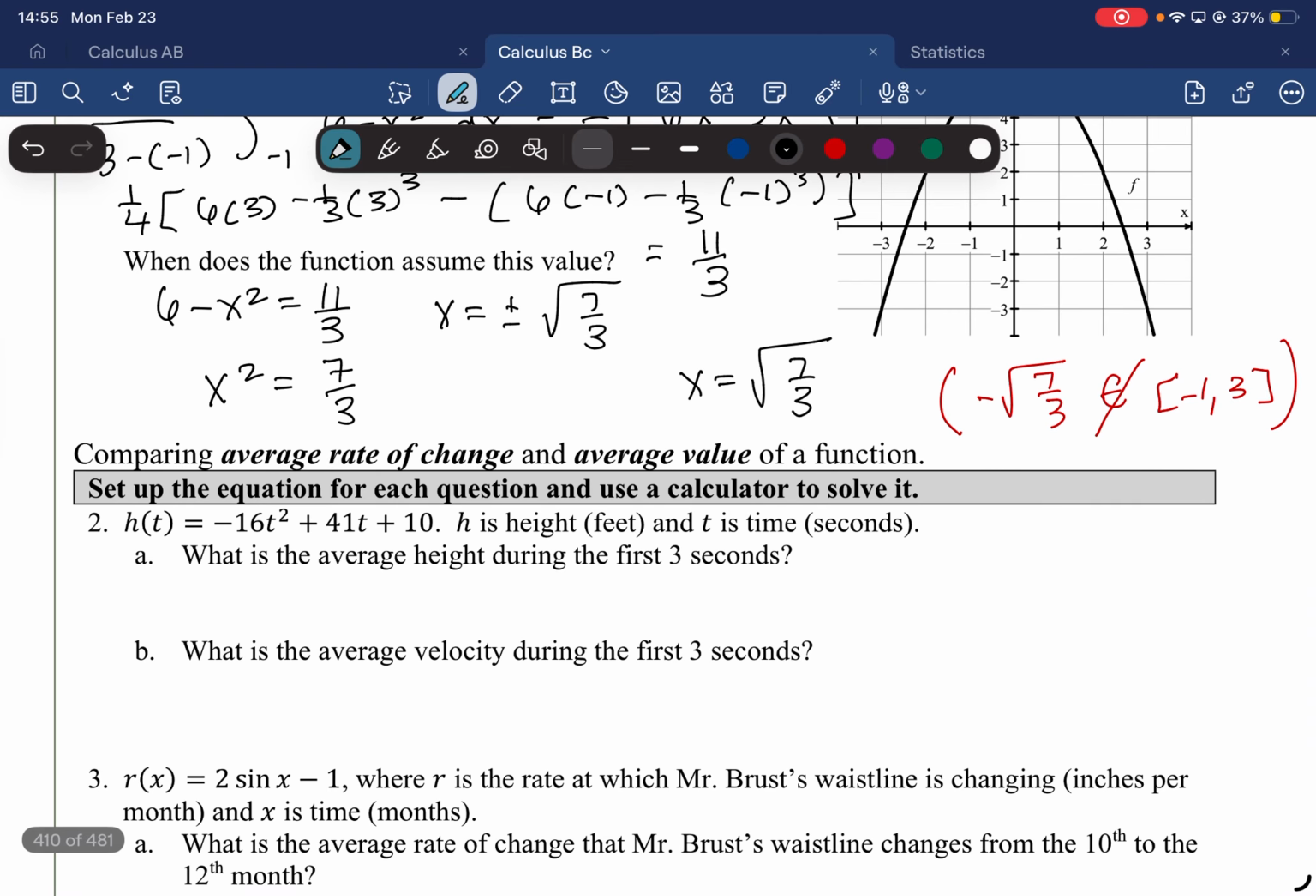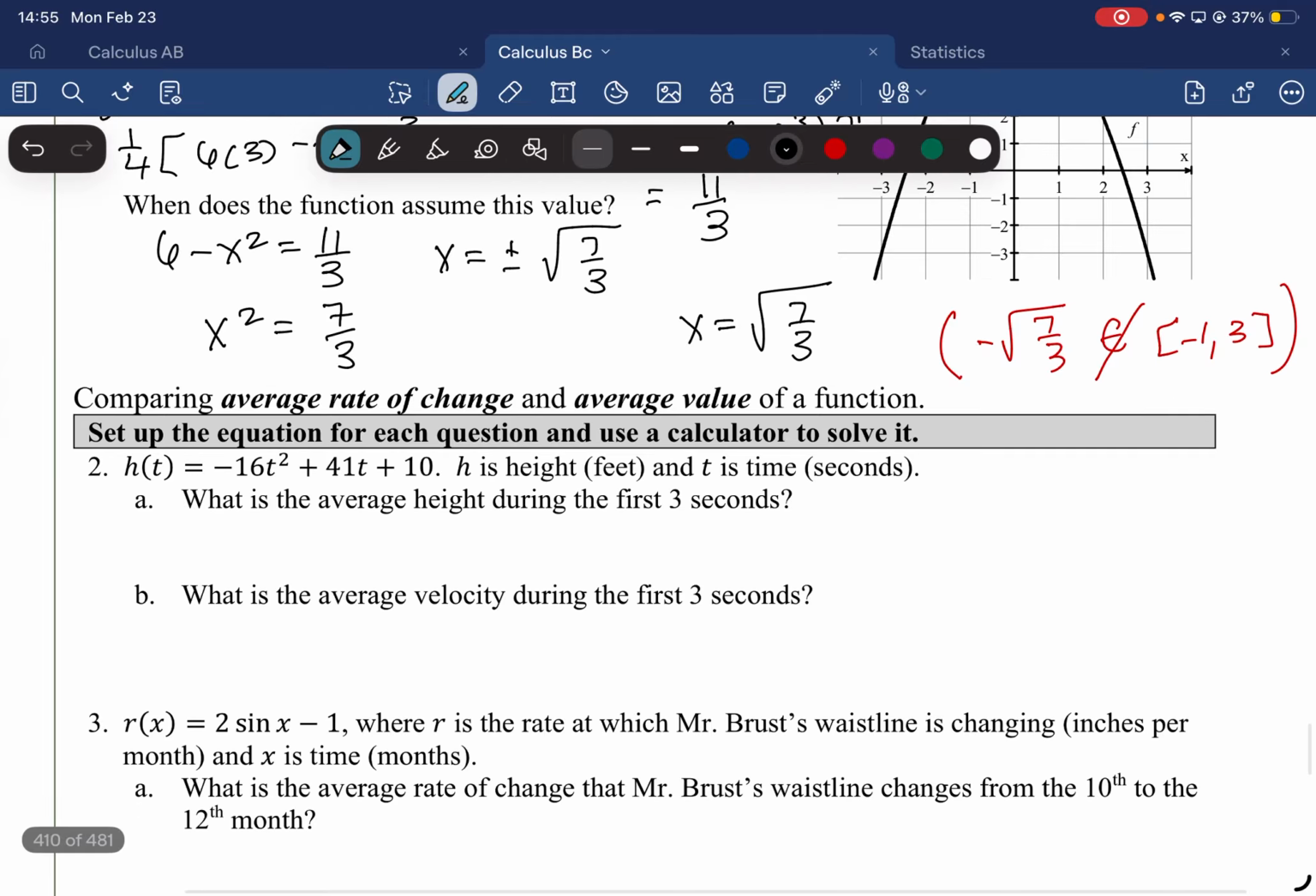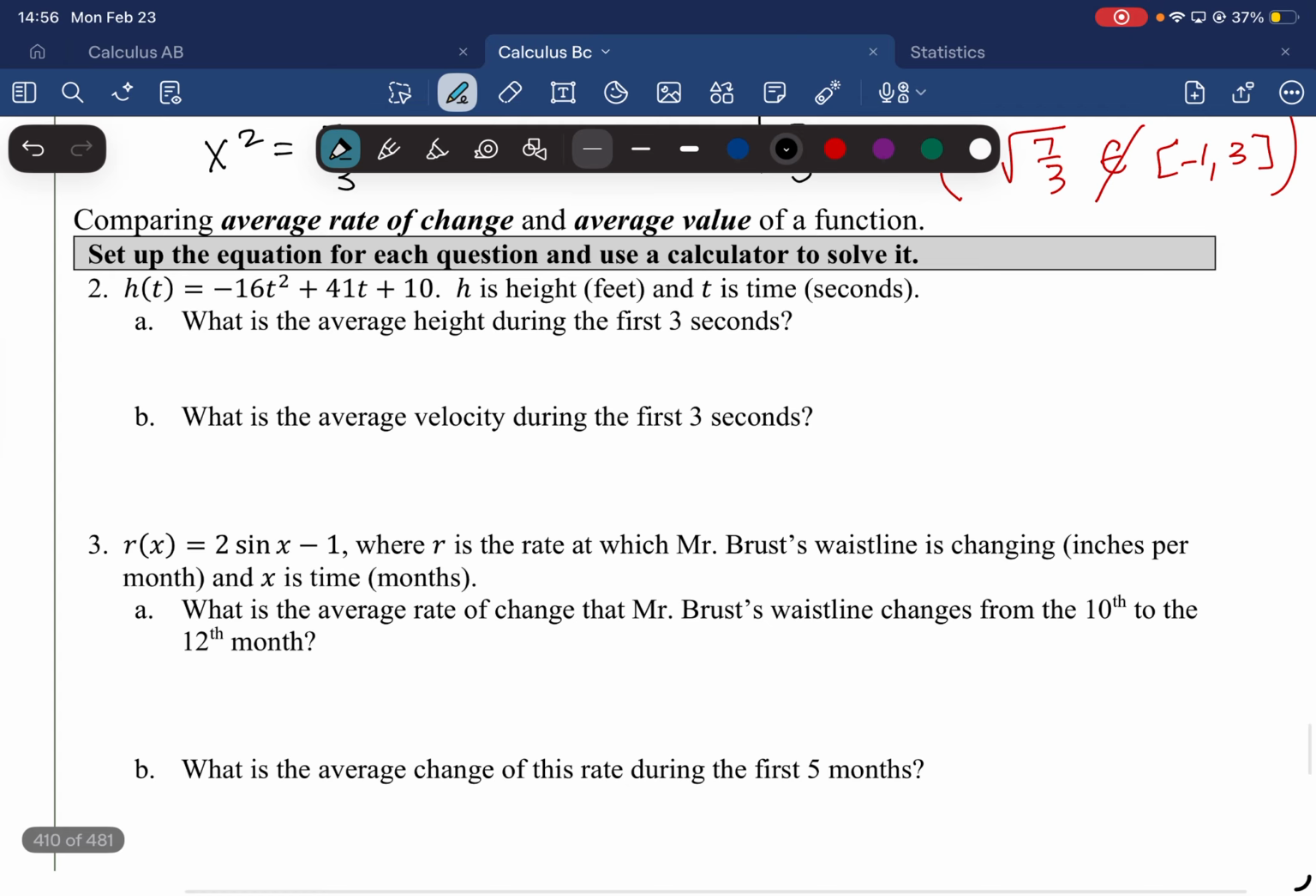Okay, then it says comparing average rate of change and average value of a function. So it says set up the equation for each question and use a calculator to solve it. h of t is equal to -16t squared plus 41t plus 10, where h is the height in feet and t is the time in seconds. What is the average height during the first 3 seconds?